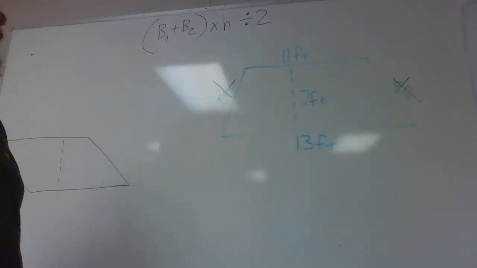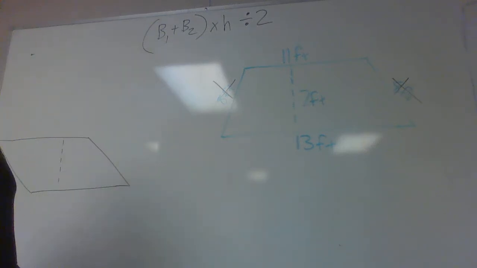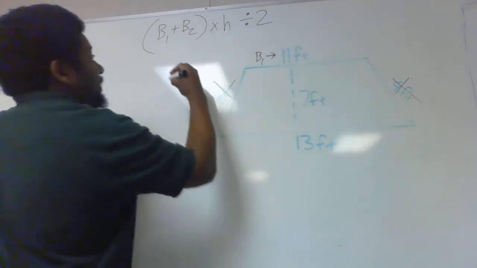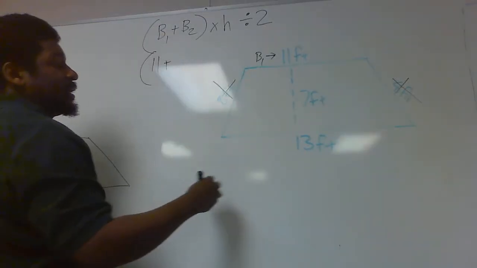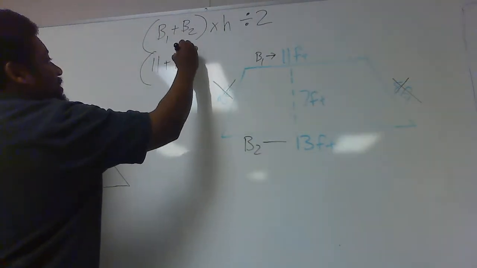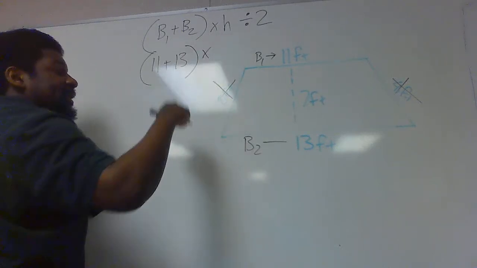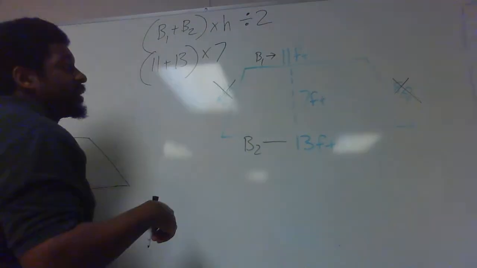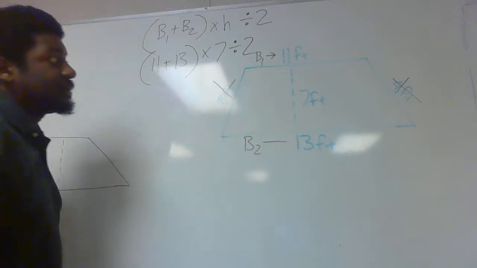The first thing I'm actually going to do is plug in my new numbers so I can solve my equation pretty easy. So base 1, or B1, is 11. So I'm going to replace this one with an 11. 11 plus base 2 is 13. So 11 plus 13 times my height is 7. And then divide by 2.